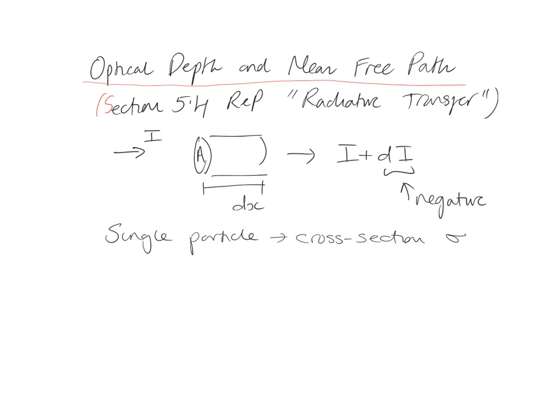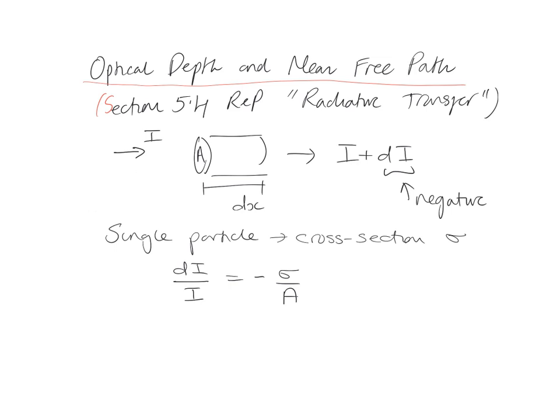If we just have one particle in this chunk of gas, and sigma is the area that it covers, then the fraction of the area that is covered by this particle is sigma over A. That's the fraction of photons that are going to get absorbed as they pass through this small chunk of gas. So the fraction of the light that's absorbed, dI over I, is just equal to the cross section over A. And since we know that the light is going down, this is negative, so it's minus sigma over A.